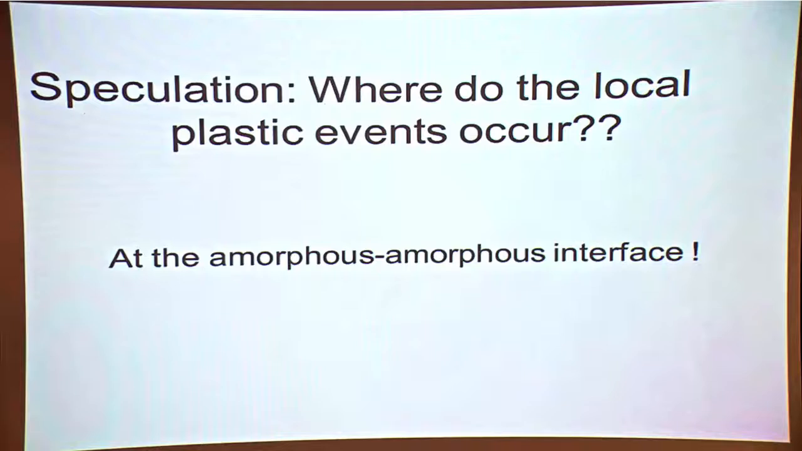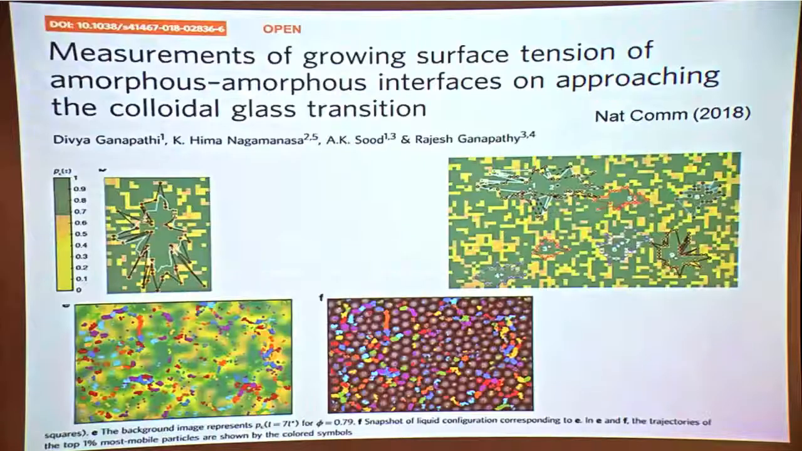So now I'll make the speculation. Where are these events in glass? This, I said clusters. Is there a way to understand that? And this I will make a big jump from the recent experiments which we have done. And this is the recently appeared paper, in which we show that within a glass, you can talk of interfaces. Now, it looks like quite a surprise, but you can define an interface within a glass.